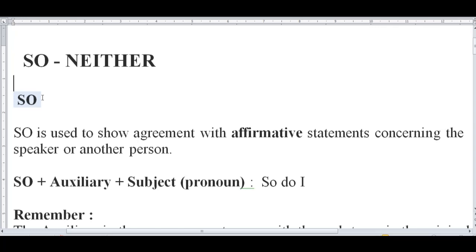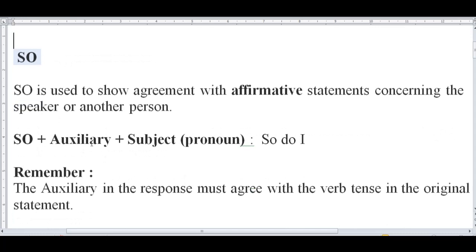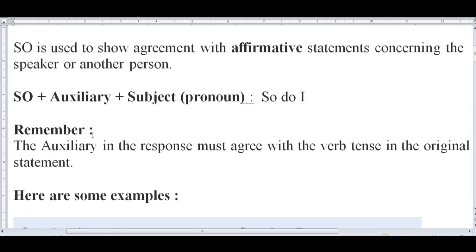So is also like the opposite, because it shows affirmative, positive meaning. So is used to show agreement with affirmative statements concerning the speaker or another person. The auxiliary in the response must agree with the verb tense in the original statement.